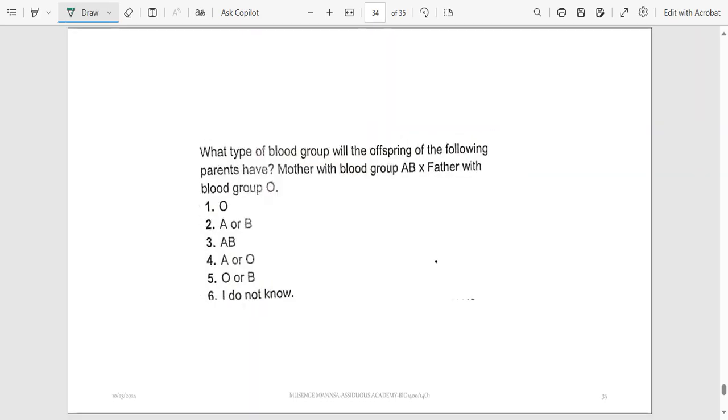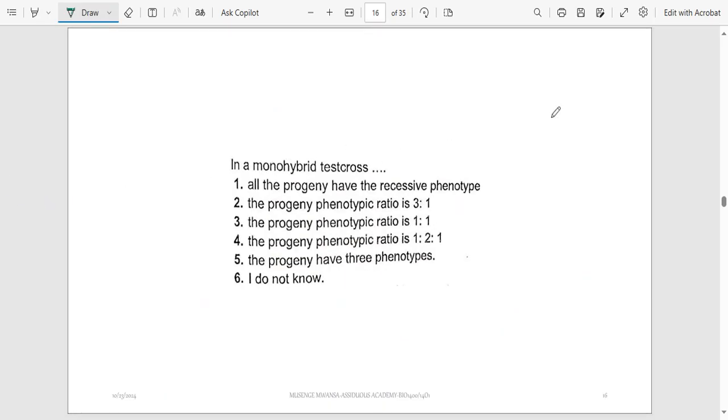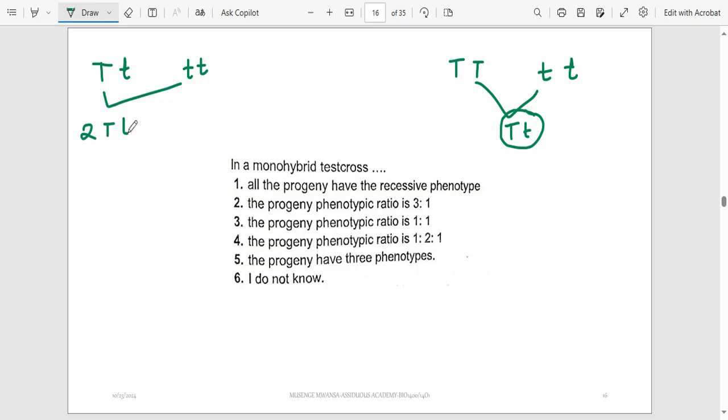Remember what happens in a test cross? In a test cross, you are using a recessive phenotype, something that is recessive, and crossing it with something that is dominant. It can either be homozygous, in which case all the offspring are going to have a capital T and a small t. But if one of the alleles is a small t, and you are crossing with only small t because that's a test cross, this means that you are going to have two capital T and small t, okay? And then you are going to have two small t, small t.